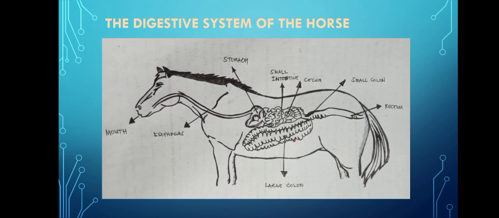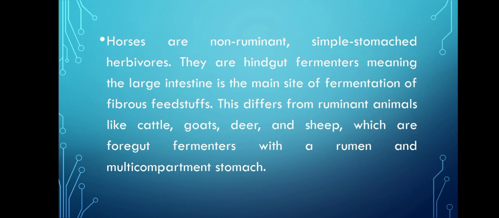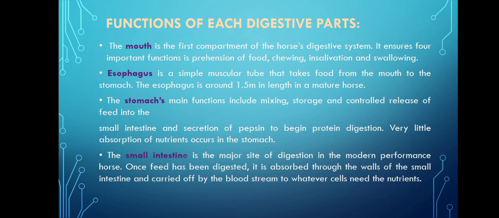The digestive system of the horse. Horses are non-ruminant, simple-stomach herbivores. They are hindgut fermenters, meaning the large intestine is the main site of fermentation of fibrous feedstuffs. This differs from ruminant animals like cattle, goats, deer, and sheep, which are foregut fermenters with a rumen and multi-compartment stomach. Functions of each digestive part.